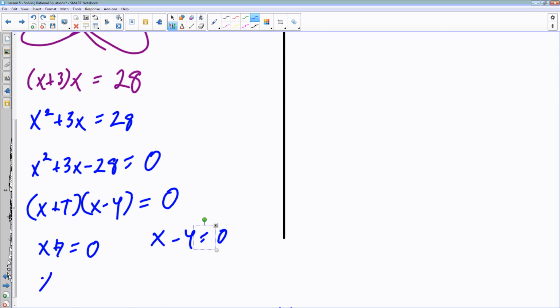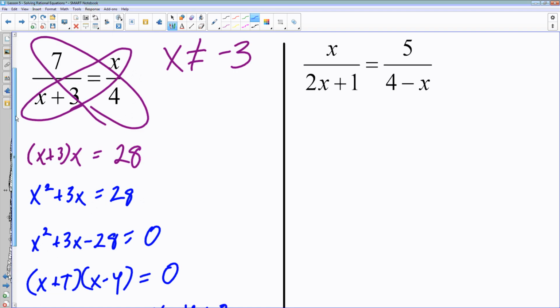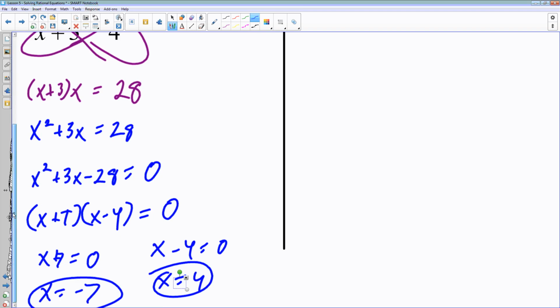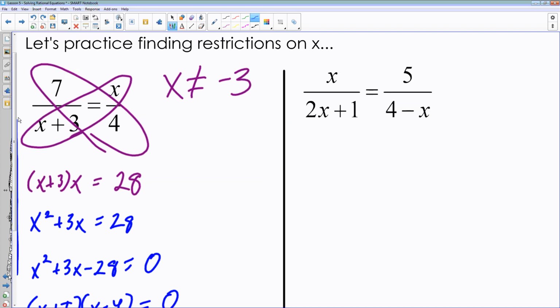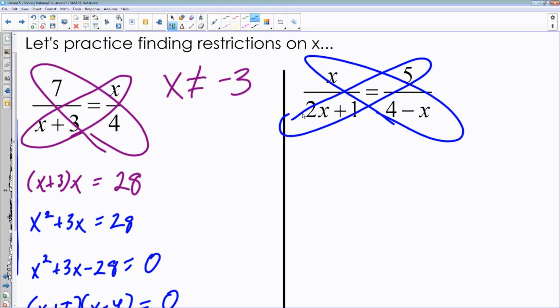We're going to subtract 7 to get x equals -7. We're going to add 4 to get x equals +4. All right, and that's none of our restrictions, so there's our two solutions. Okay, next one. Feel free to try it on your own if you feel ready.